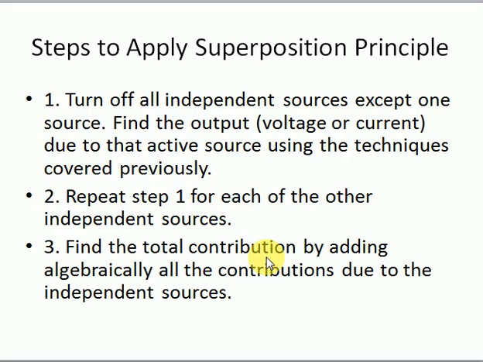Now in the third step, find the total contribution by adding algebraically all the contributions due to the independent sources. Let's suppose we are finding the value of voltage. By having the first independent source, we get the value V1. By having the other independent source, we get the value V2. So at the end we will get the value V, that is equal to V1 plus V2. That is, we are adding the outputs that we get from the inputs acting separately.